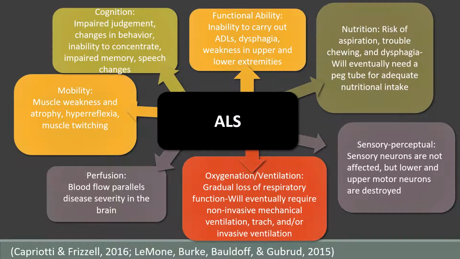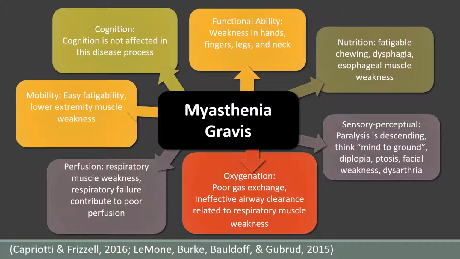Concept map for myasthenia gravis. Cognition should not be affected by this disease process. For functional ability, there will be a weakness in hands, fingers, legs, and neck. Nutritionally, a patient can experience fatigue while chewing. Also, they can experience dysphagia, esophageal muscle weakness.